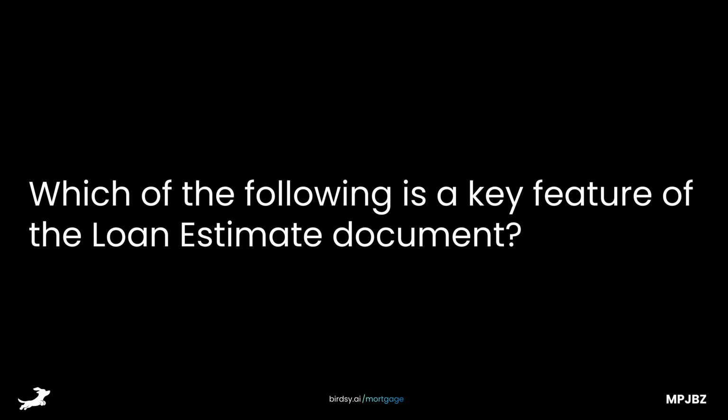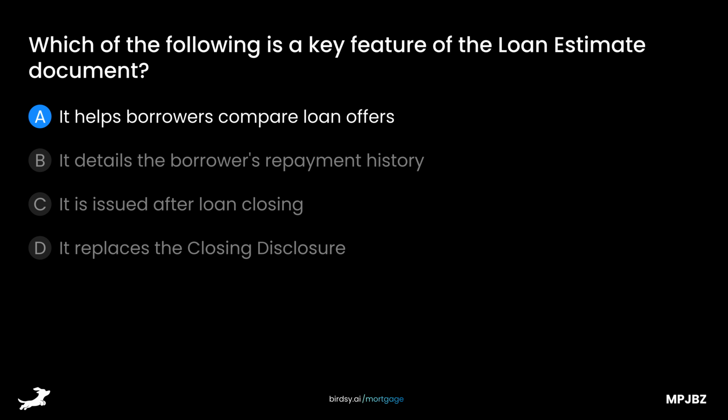Which of the following is a key feature of the loan estimate document? Is it A. It helps borrowers compare loan offers. B. It details the borrower's repayment history. C. It is issued after loan closing. Or D. It replaces the closing disclosure. The answer is A. It helps borrowers compare loan offers.